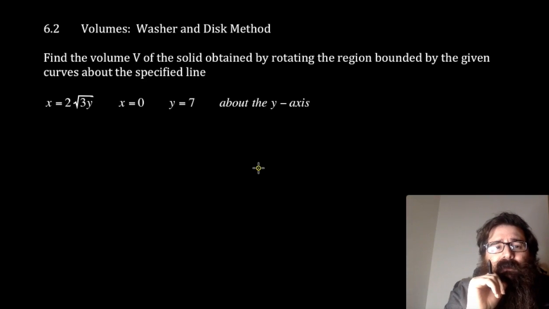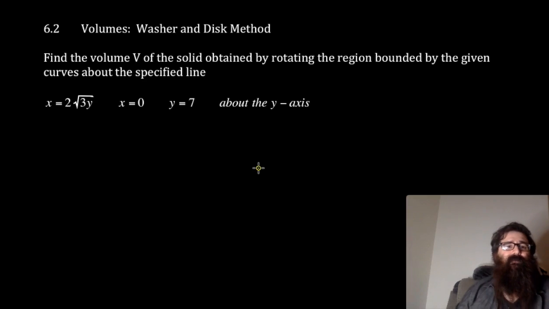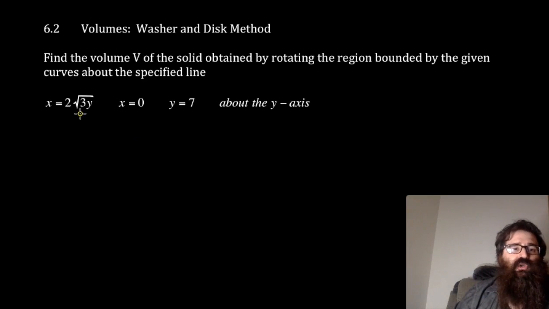But I want to find the volume V of the solid obtained by rotating the region bounded by the given curves about the specified line. And here we have x equals 2 times square root of 3y, x equals 0, y equals 7, and we're rotating about the y-axis. Okay, so we like pictures, right?